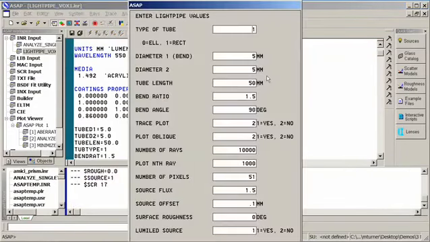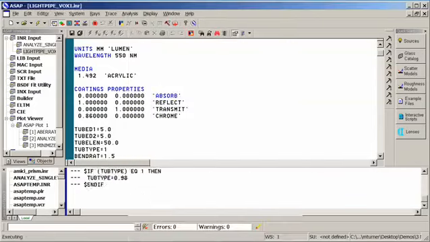This file is written in such a way that you can analyze many types of systems, either elliptical or rectangular light pipes. You can also choose different sizes of light pipes, different bend ratios, different bend angles. So this file can be used for many types of applications and analysis. But let's just run the file.